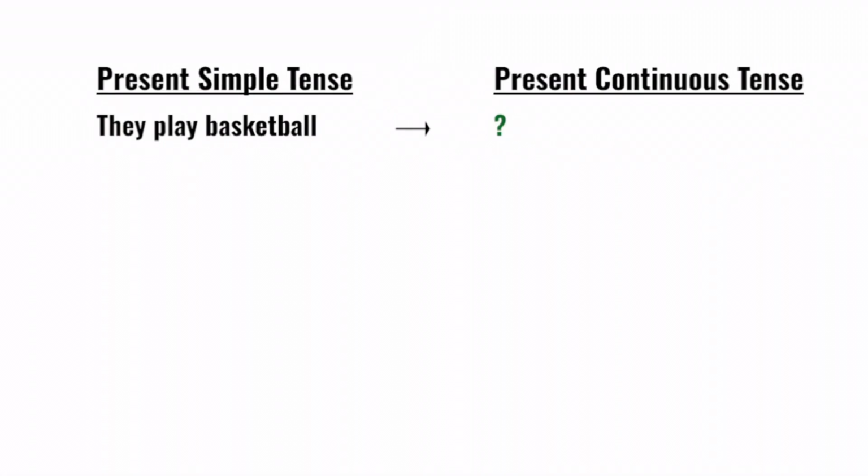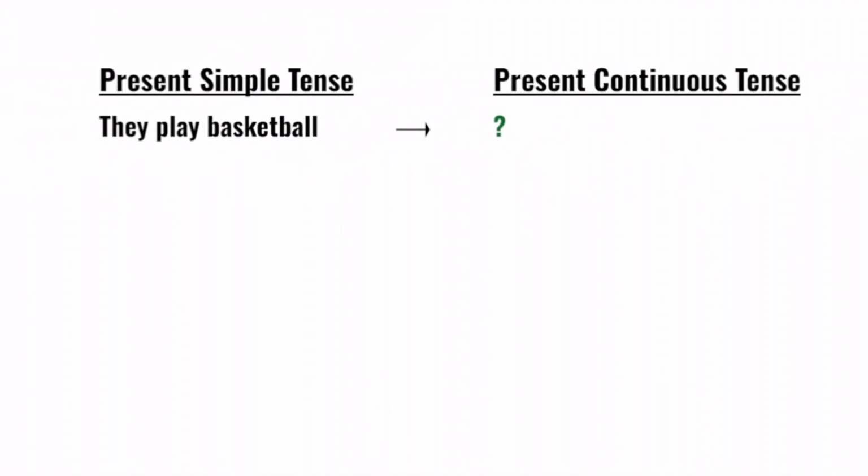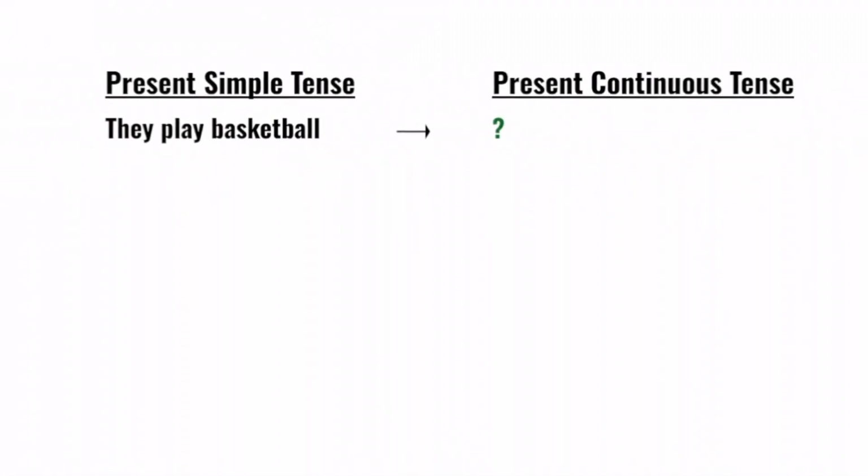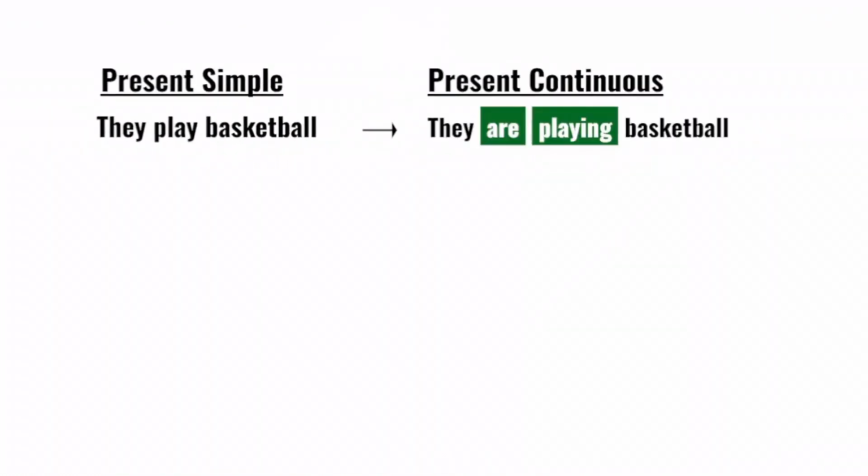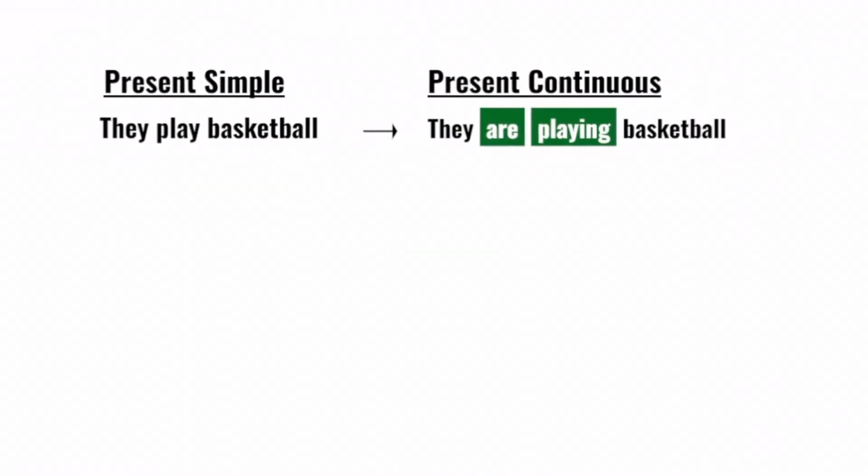Remember the structure for forming declarative, negative, interrogative sentences, and you'll be using this tense correctly. Now let's practice a bit. I'll give you a sentence and you'll have to change it into present continuous. So we have a sentence. They play basketball. Change it to present continuous. And the correct answer is they are playing basketball.